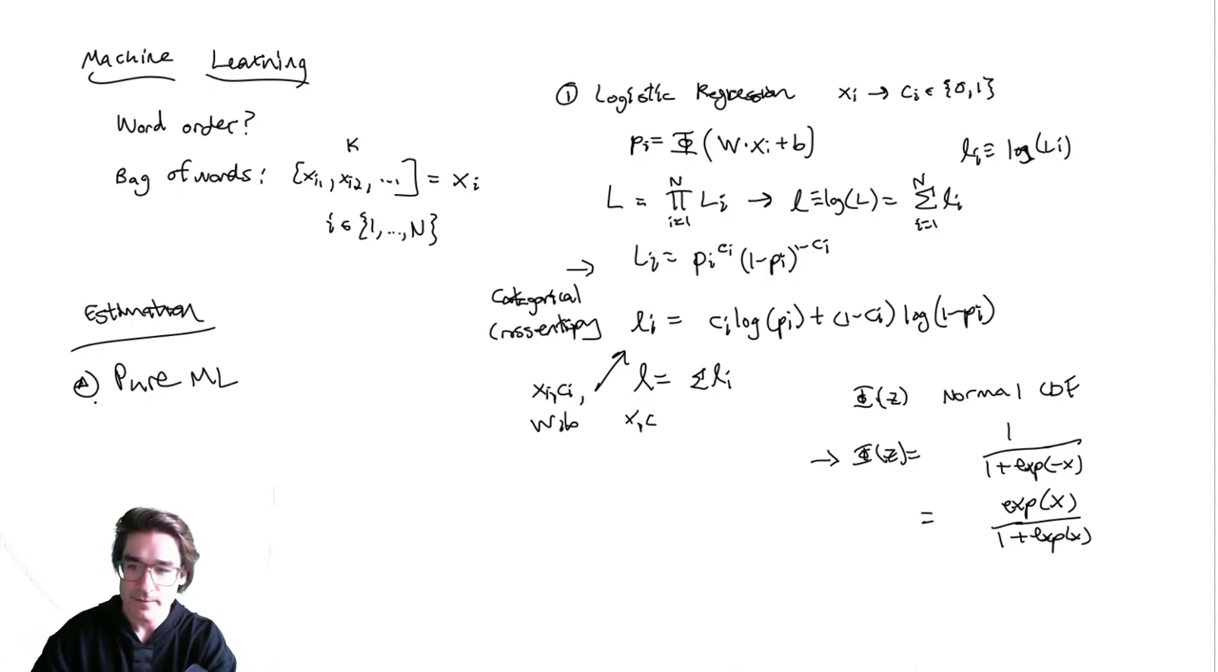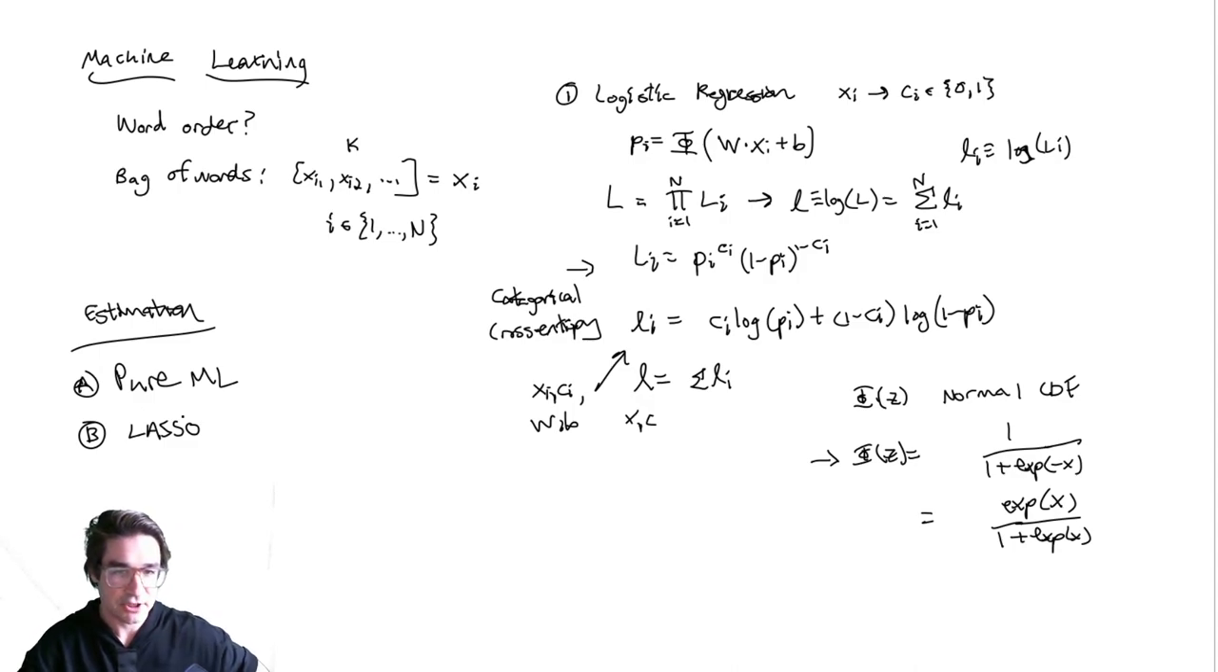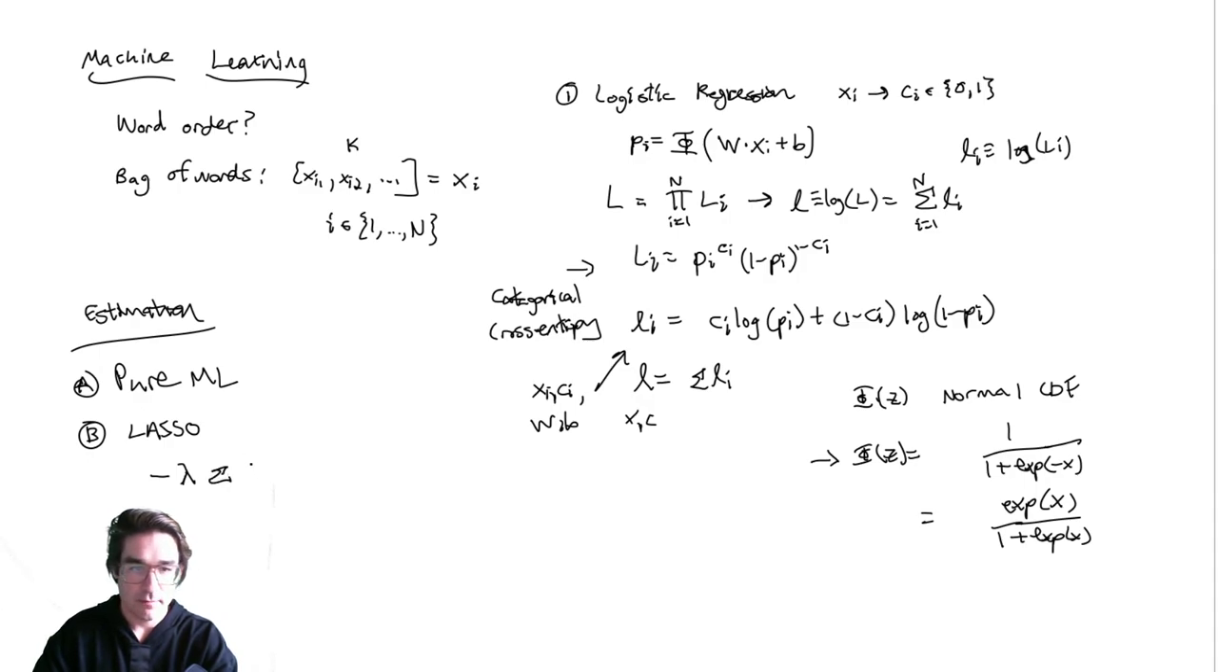That's like A, and then B would be what's called lasso. With lasso, you're adding another term to this likelihood. In particular, you're adding a term times lambda that looks like this. Remember, let's call this J, there's K tokens here, or words. So we're going to add a penalization term that looks like this. Not beta, it should be WK. Sorry, thinking too much econometrics.